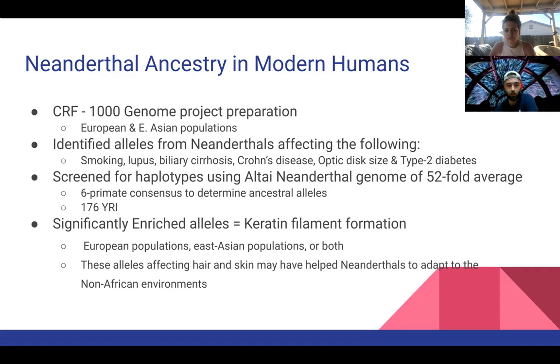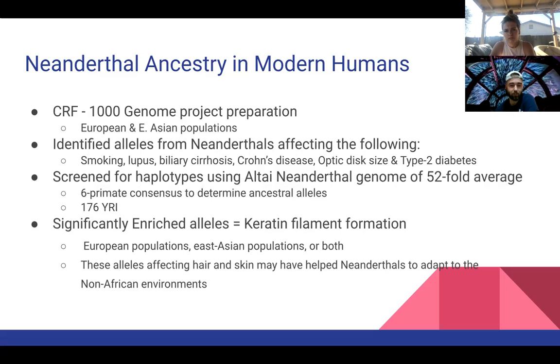And they screened for haplotypes in the 1000 Genomes Project by using the Altai Neanderthal genome of 52-fold average, and they used a 6-primate consensus to determine certain ancestral alleles. So obviously the hominins came from primates, so they use 6 different ones to try and determine certain ancestral alleles that would be present in Neanderthals. And there were 176 of the YRIs, which, like I said, they use as a basis for people that weren't supposed to have Neanderthal ancestry, or non-Africans that don't have Neanderthal ancestry.